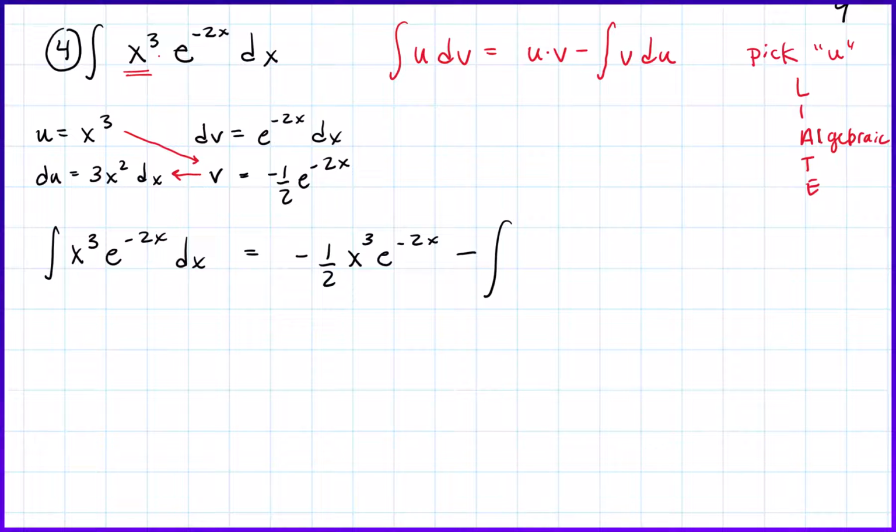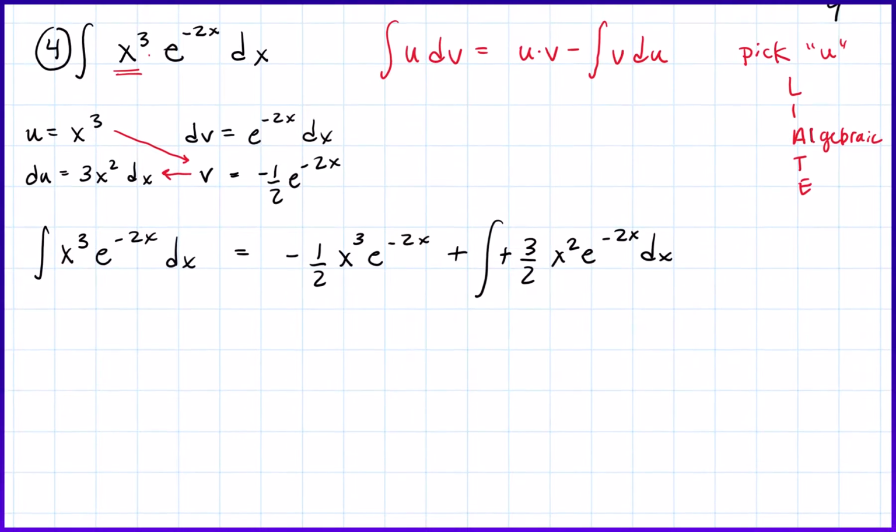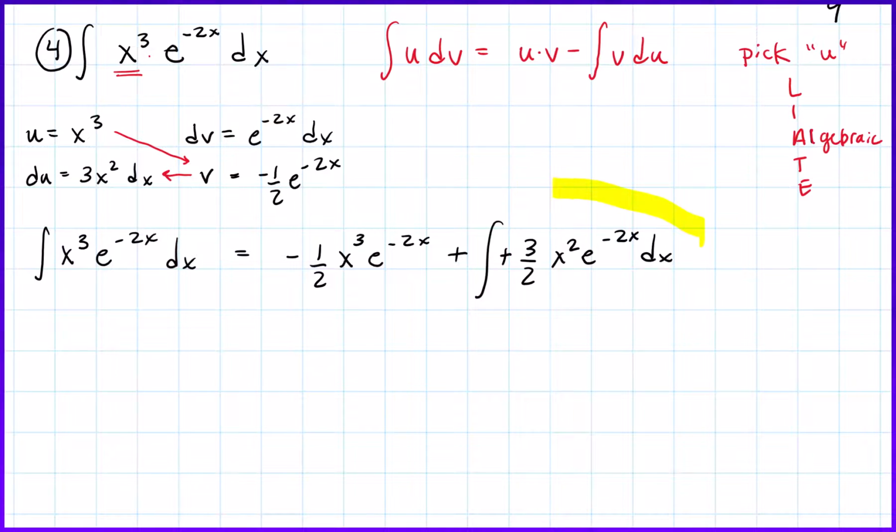Now we're going to multiply minus 1/2 e to the negative 2x times 3x squared. So we end up with a minus 3/2 x squared e to the negative 2x dx. And of course that minus and that minus would cancel and become a plus. We would be adding that integral. So take a look at that. We have gotten to a place where we have a simpler integral to work with because we no longer have x cubed, we now have x squared, but it is still a product and it is still an integral that I'm going to need to apply integration by parts to.